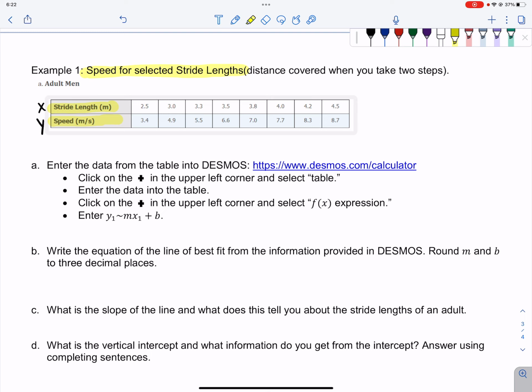We're going to do this by going to Desmos.com and clicking on the plus sign in the upper left corner and selecting a table so that we can enter our data into the table. After that, we're going to go to the next line on the calculator and input this equation: y1 is approximately mx1 plus b. When we do that, it's going to tell us what m and b should be for the best fit line. So now let's switch over to Desmos.com.